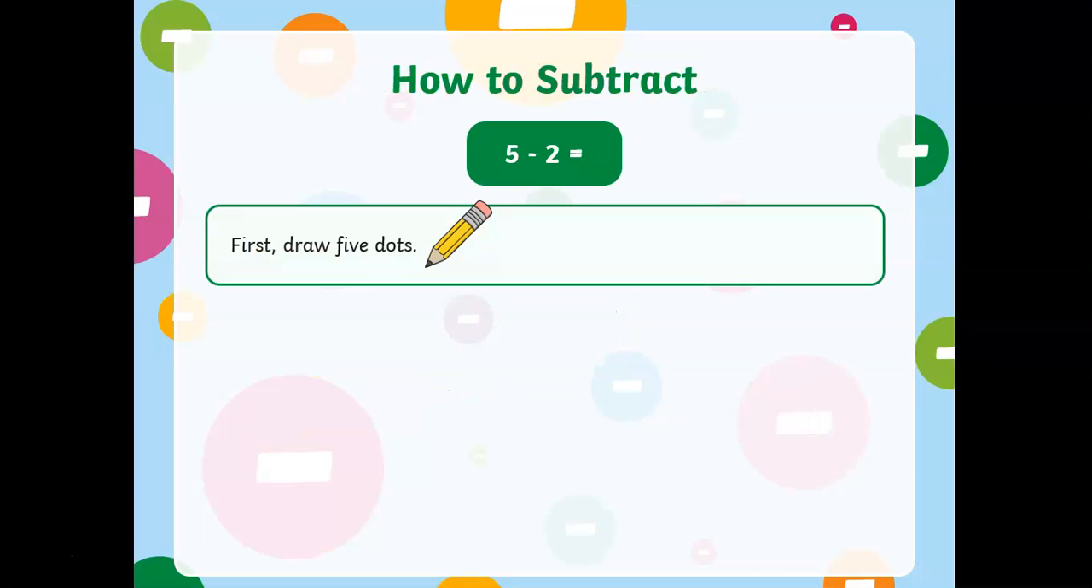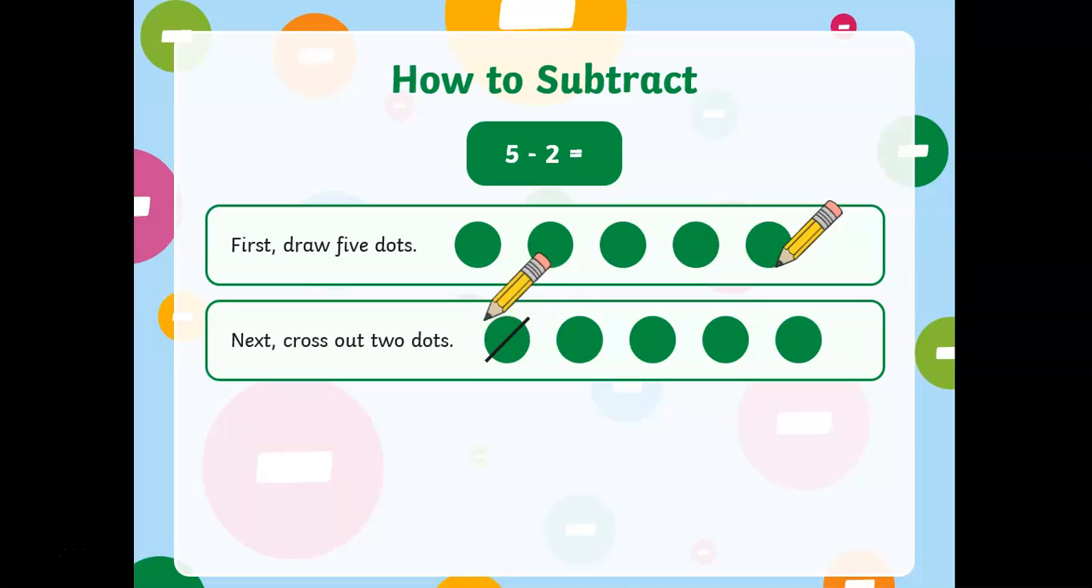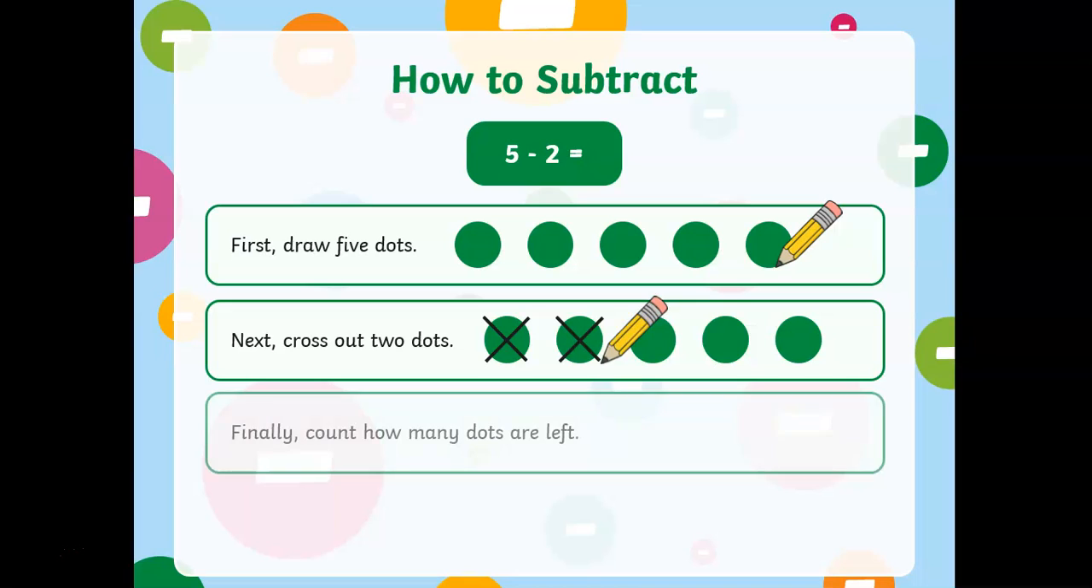All right, so how to subtract? First, we're going to draw some dots. It says draw 5 of them. 1, 2, 3, 4, 5. I drew 5 dots. Now it says cross out 2 of those 5 dots. We did it. Then it says, finally count how many dots are left.